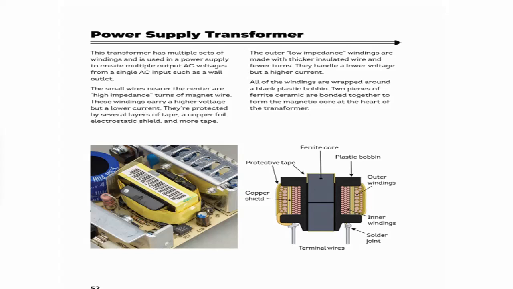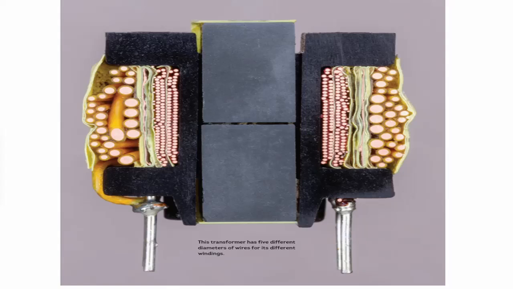The next component is the power supply transformer. A power supply transformer is an electrical device that transfers electrical energy from one circuit to another through electromagnetic induction, providing isolation, voltage transformation, and current regulation. It has some types like step up transformer, step down, isolation transformer, auto transformer, and switch mode transformer. Here you can see a cross section of a power supply transformer.